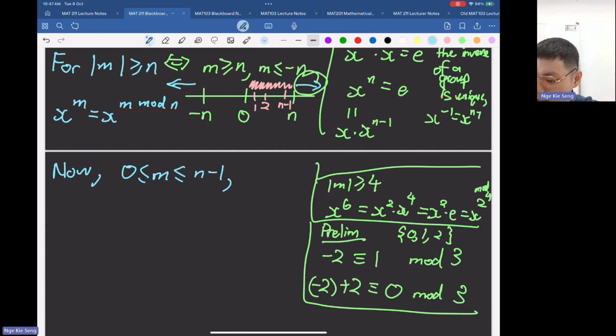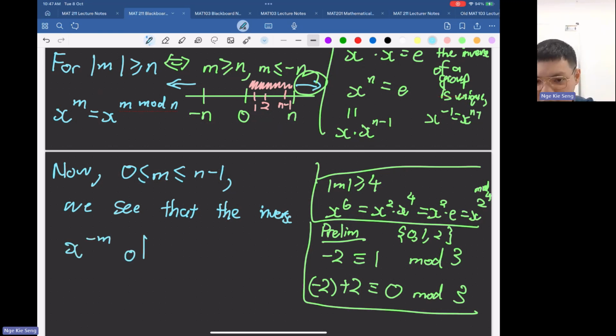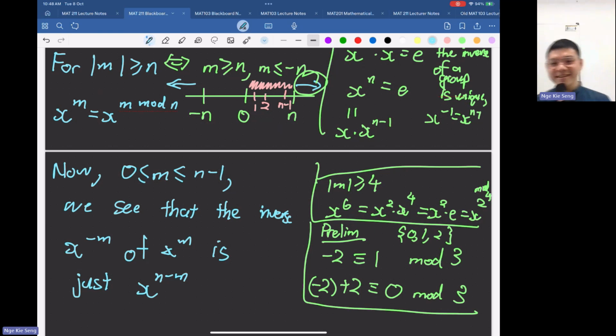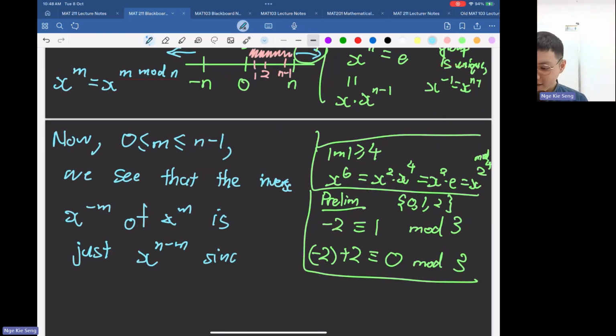So in general, how should we prove this? The inverse of x to the m is what? There's a formula for it, which you can verify: x to the n minus m. I prove it to you. If you compose x to the n minus m with x to the m, what do you get? Do the same calculation we did just now. Expand it out, cancel term by term.